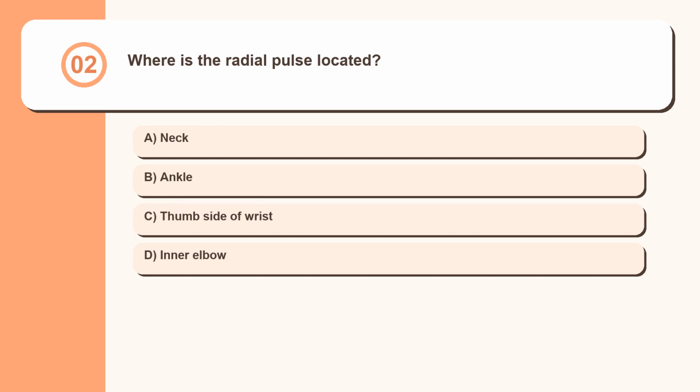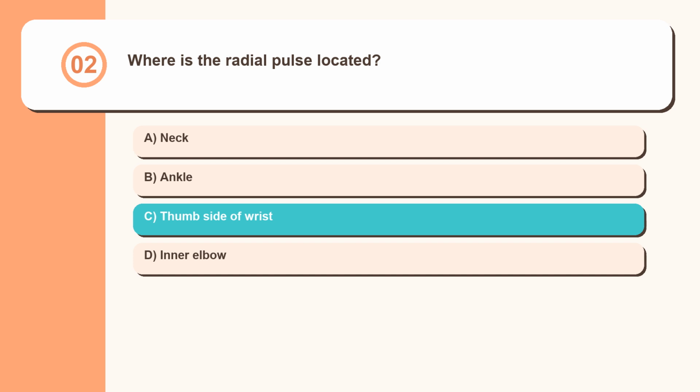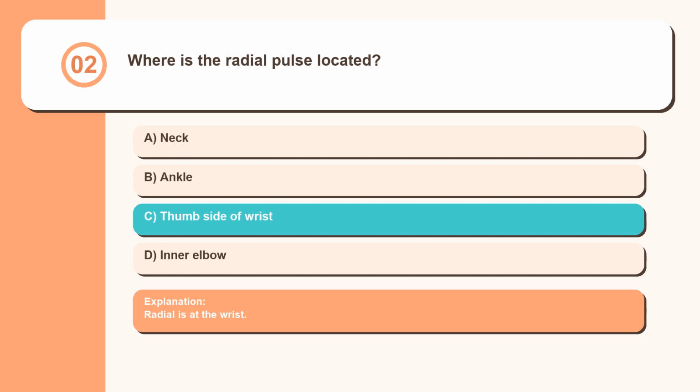Question 2. Where is the radial pulse located? Neck. Ankle. Thumb side of wrist. Inner elbow. Radial is at the wrist.